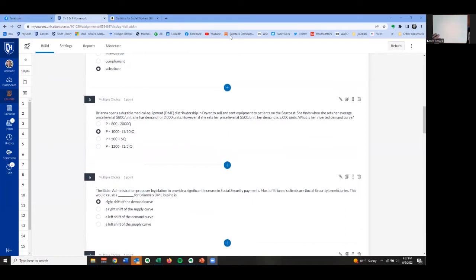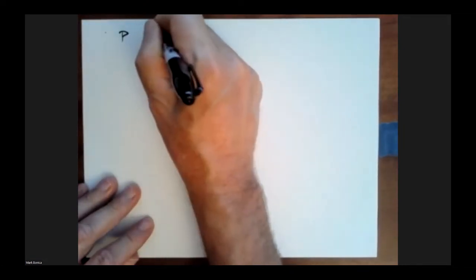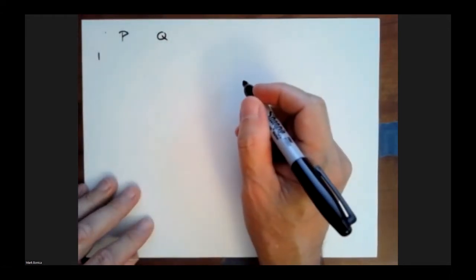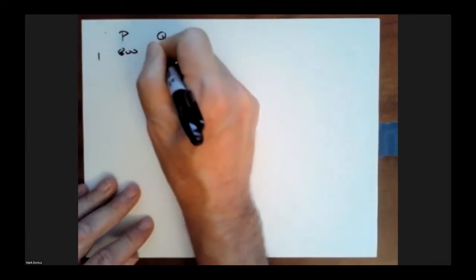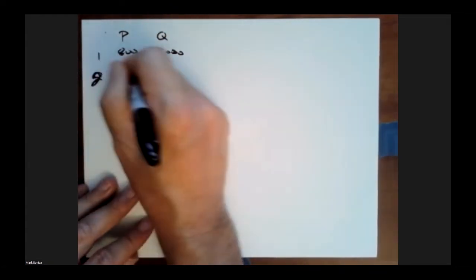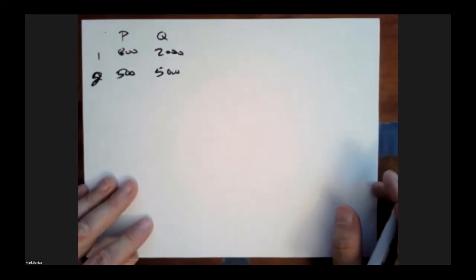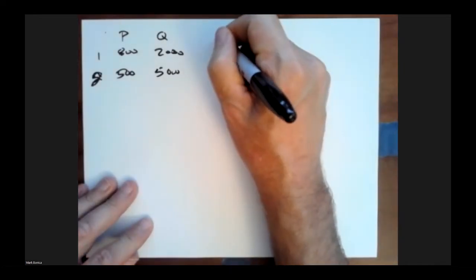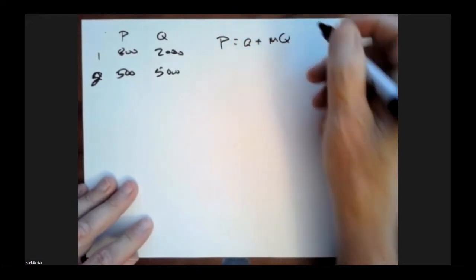So this is, again, we're going to try to calculate the demand curve. So what we know is P and Q. Her first combination of price and quantity is a price of 800. She sells 2,000. At a price of 500, she sells 5,000. What is her inverted demand curve? Okay, so we know the inverted demand curve is going to have the form A plus MQ, right?